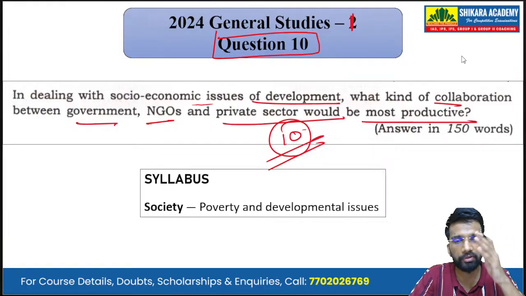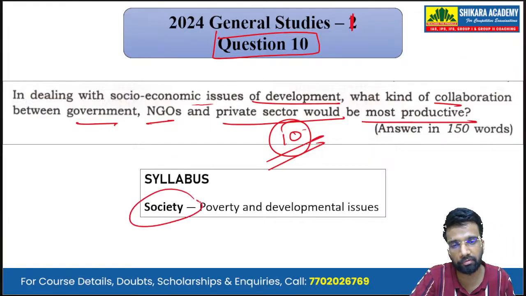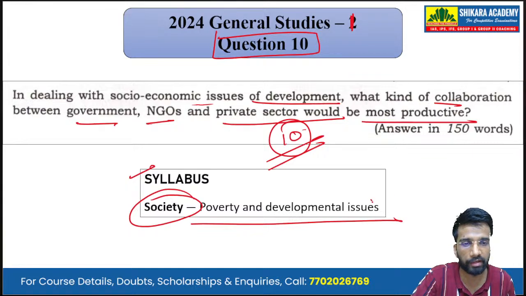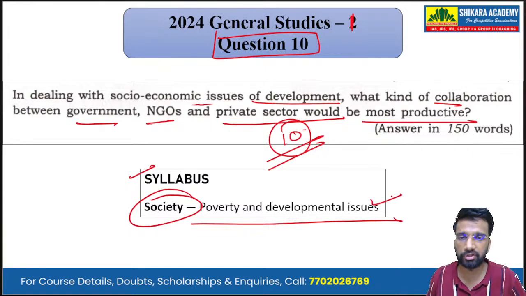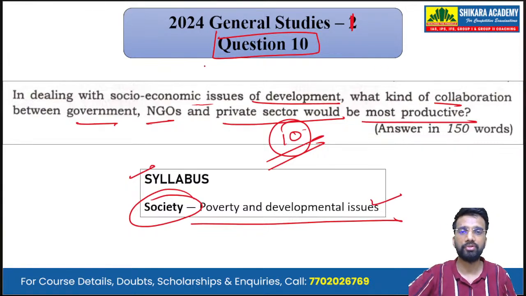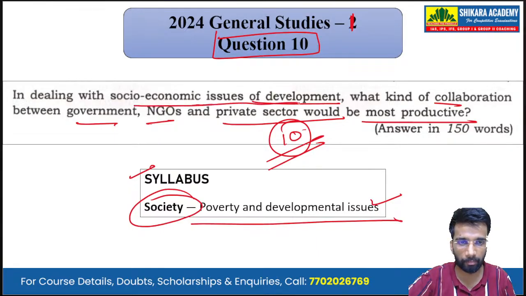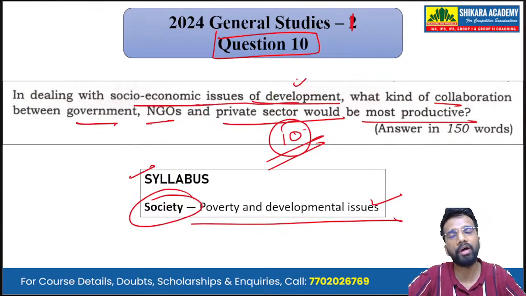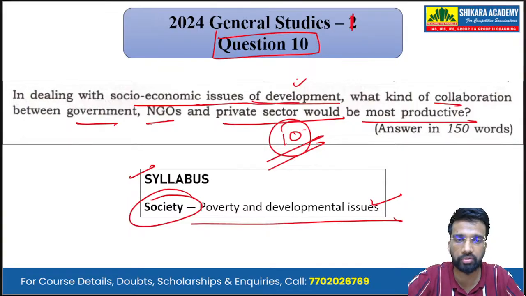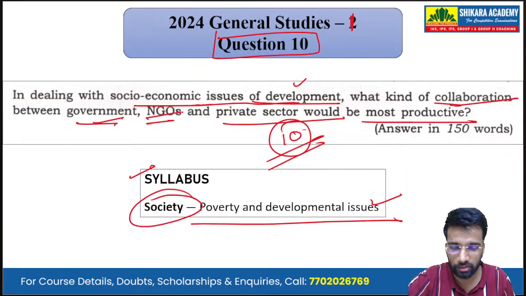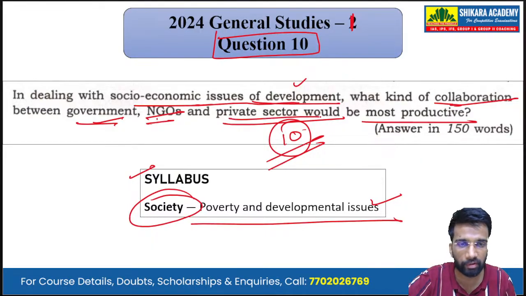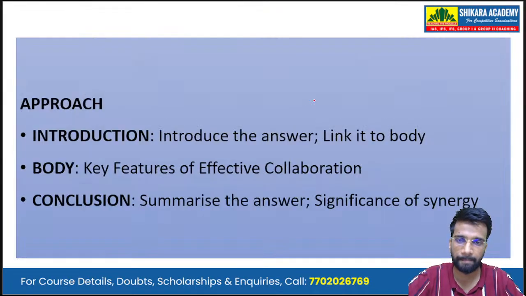Mapping it with the syllabus, it has been asked from the subject of society, that is poverty and development issues. So this question is talking about the socio-economic issues of development. How we are going to deal with these socio-economic issues of development, and what kind of collaboration between government, the civic society or the NGOs, and the private sector would be most productive.